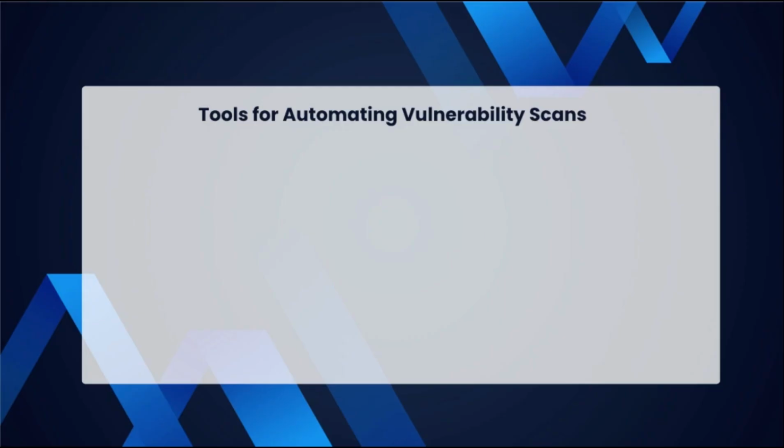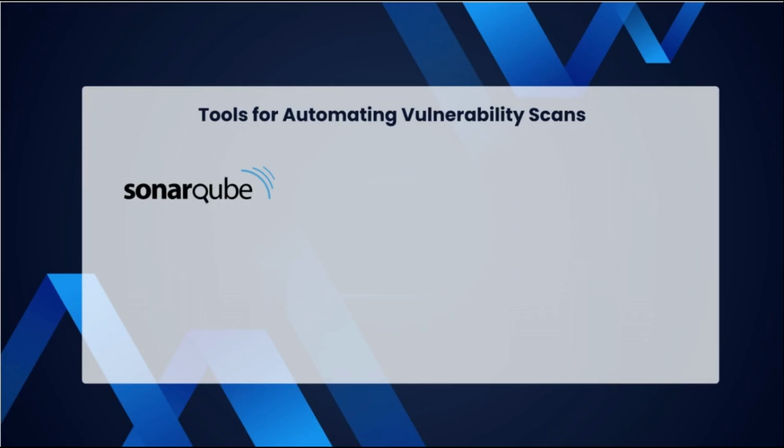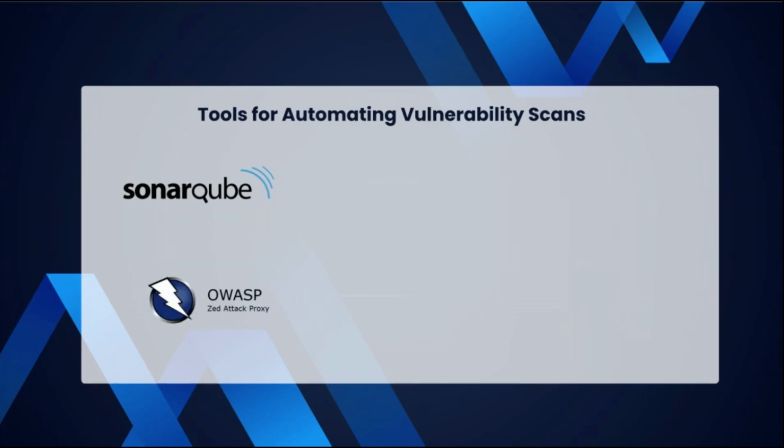Several tools can help automate security scans in your CI/CD pipeline. Here are some of the most popular ones. SonarQube, ideal for analyzing code quality and identifying vulnerabilities in the source code. OWASP ZAP, a free tool that scans for vulnerabilities in running applications, especially web apps.